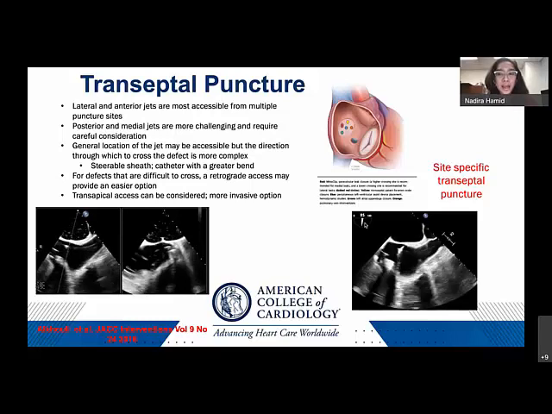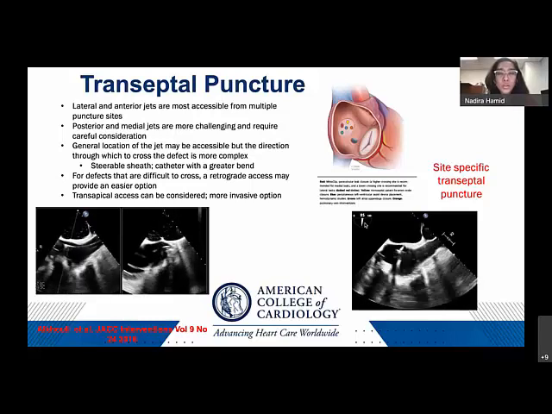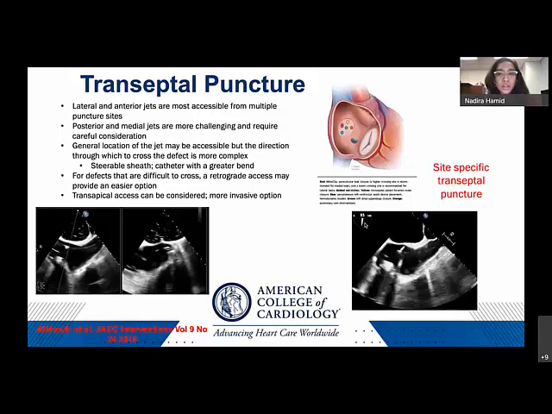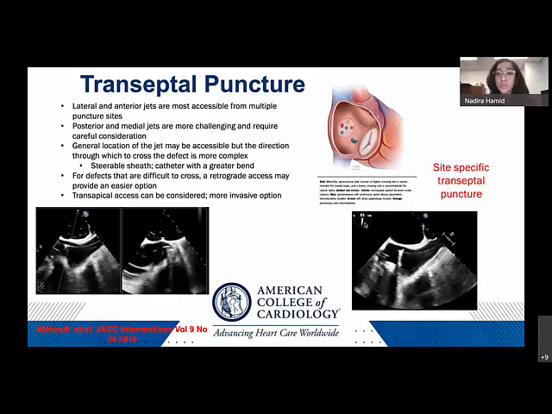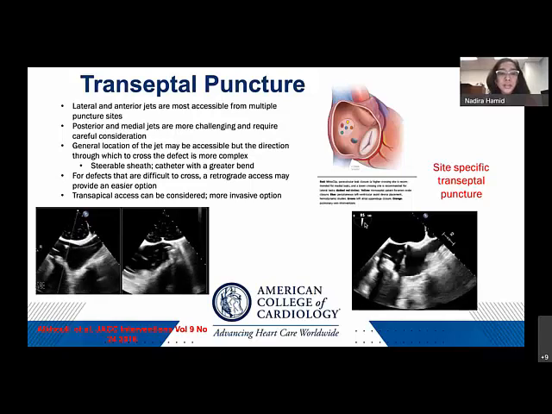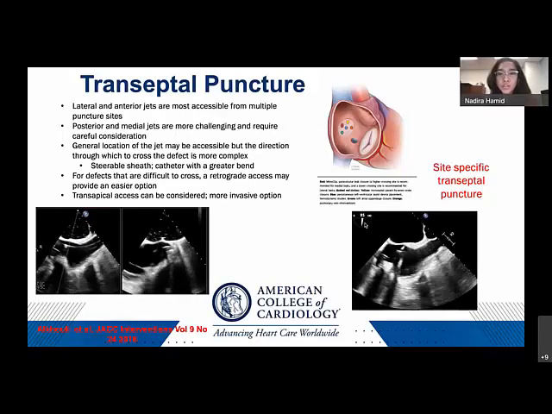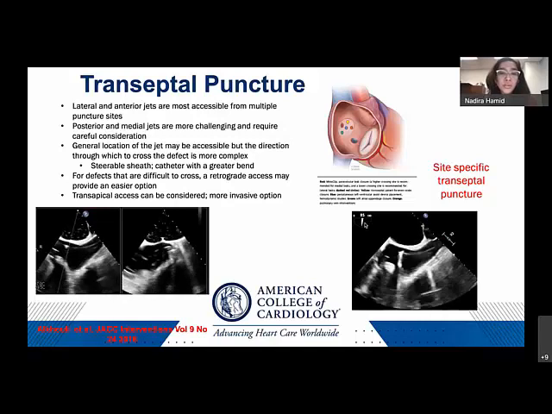Also on the anatomy of the interatrial septum, so you would want to do careful consideration and do other modality imaging to assess that. With the other consideration, the direction in which to cross the defect may be complex during the procedure, and sometimes these defects are difficult to cross. You may want to consider a retrograde access or maybe a transapical access as well. Of course, that would be the last resort to avoid an invasive approach.